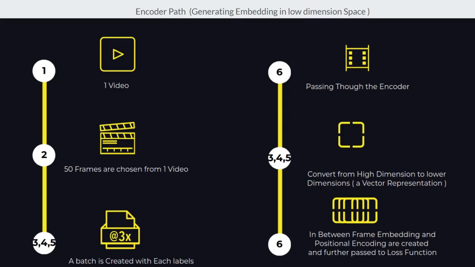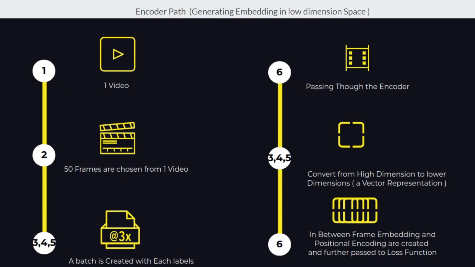Looking at the encoder part of UNET, we have given a video. First, we gathered 50 different labels, each representing a different person, and that represents a particular batch. Each batch has 50 frames, representing a particular video. In that way, a batch is created. Now we pass that through the encoder, and we get the embedding of the whole batch.